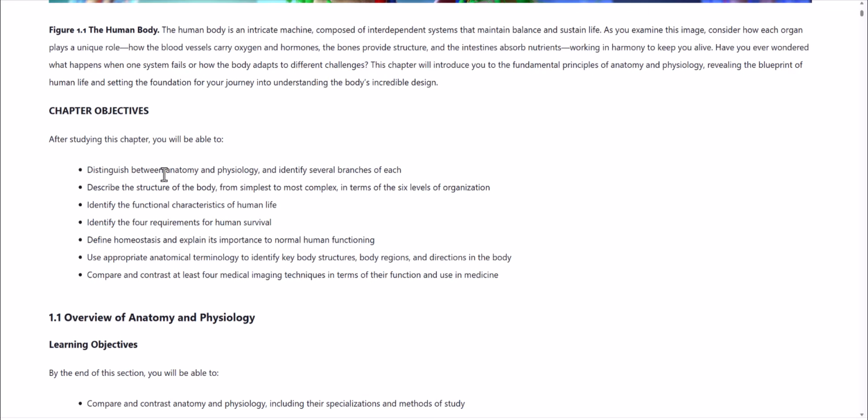For example, after this presentation and after reviewing the notes, you should be able to distinguish between anatomy and physiology. You should be able to identify the structures of the body from simplest to most complex. You should be able to identify the characteristics of human life, identify the 4 requirements for human survival, define homeostasis, use appropriate anatomical terminology to identify key body structures, body regions, and directional terms, and finally, know a little bit about the major medical imaging techniques.